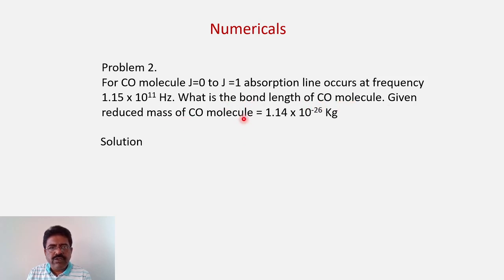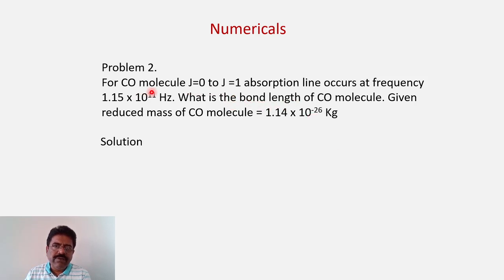The reduced mass of the molecule is given here, 1.14 into 10 raised to minus 26 kg. What we want to find out is the bond length. If you remember, while studying the vibrational energy level, the bond length, that is the distance between the two atoms, carbon and oxygen, is R0. So we have to use the equation for R0 and solve it to find out the bond length here.